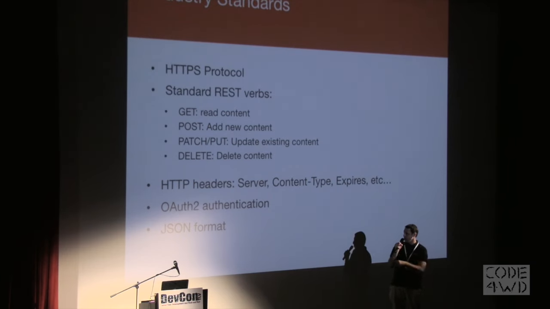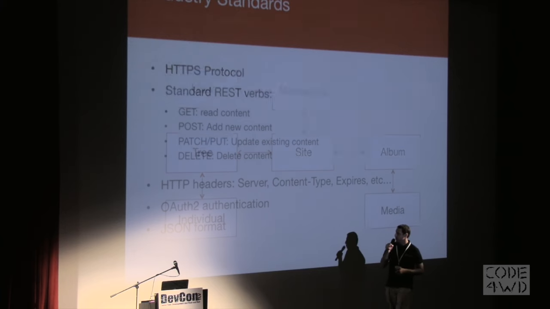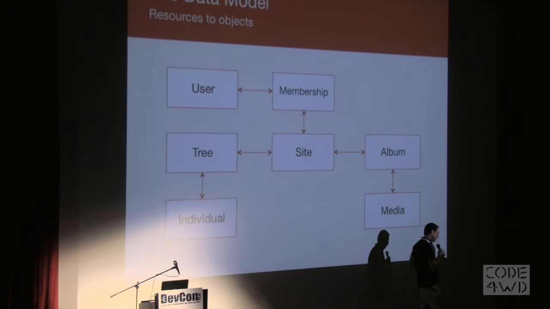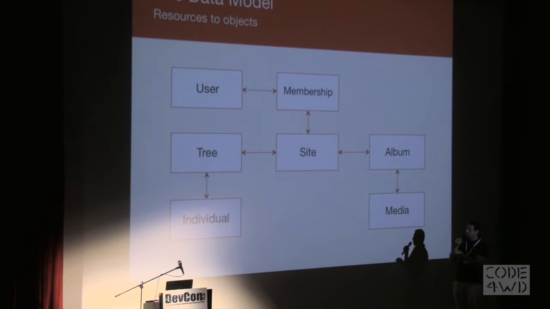And everything is done using JSON format, both requests and responses. So just a few words about the data model at MyHeritage. There are over 500 different objects in the system. This is a very simple overview of the system. At the basic point, we have a user. The user is a member in a specific family website.